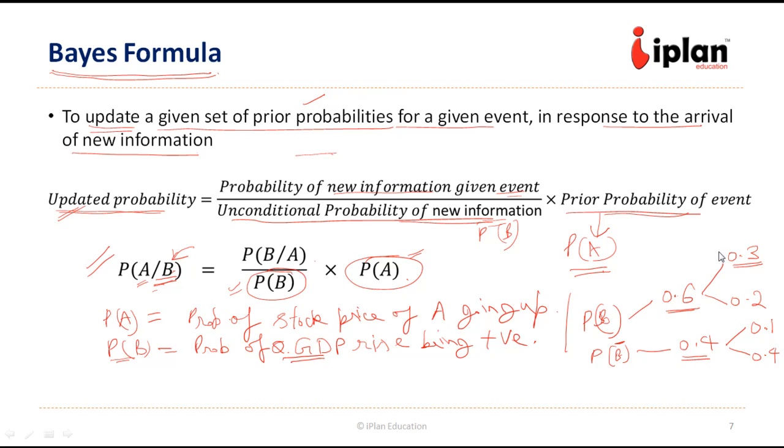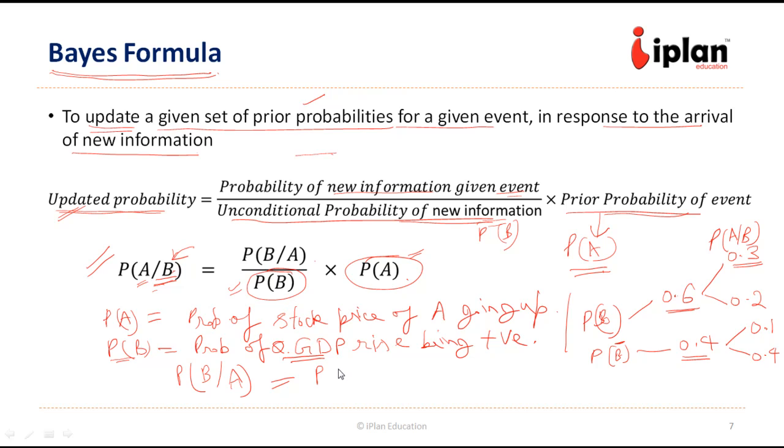This is the probability of B. This is the probability of A given B. So this is the probability of stock going up when the GDP is already positive. So if we want to calculate the probability of GDP being positive where the stock has gone up, this information is already known. So we can easily calculate it using the same formula. We can just reverse it.